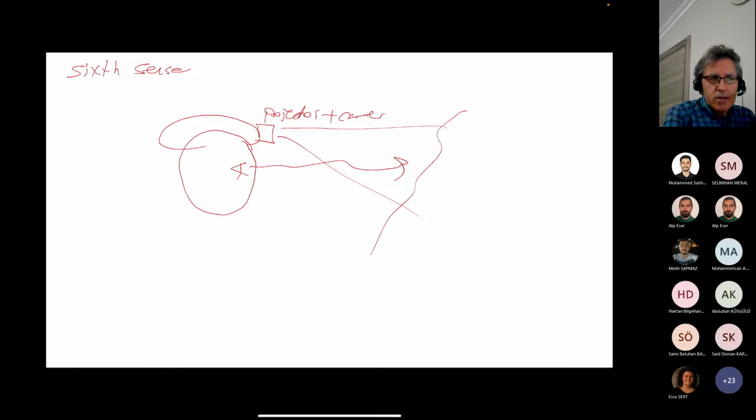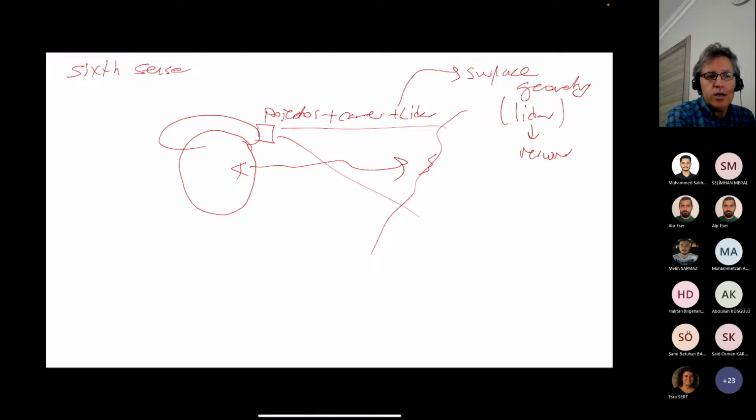Now, there are several things that we need to know about this. This will require surface geometry. Either you have it or you can recover it. If you have a LiDAR, for example, you can recover the surface geometry. So now you have a LiDAR on top of this, or maybe a structured light sensor. The structured light sensor tells you what surface you are looking at and where you are with respect to that surface. And then you can project things on that surface to do the interaction.